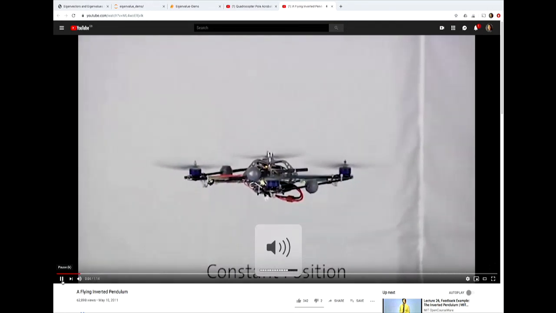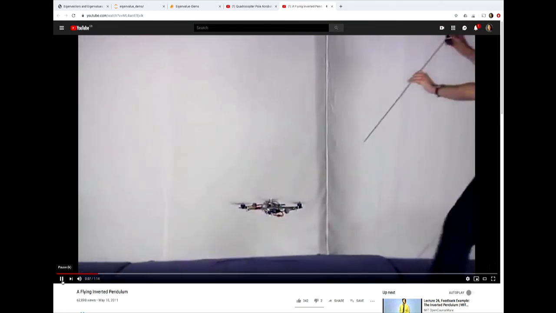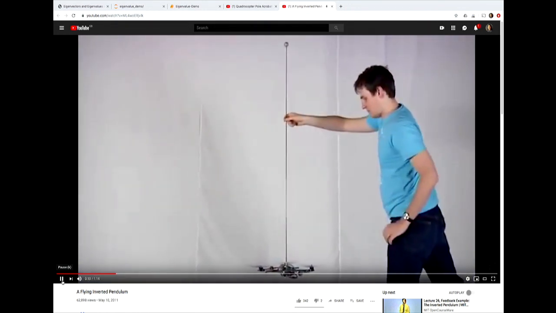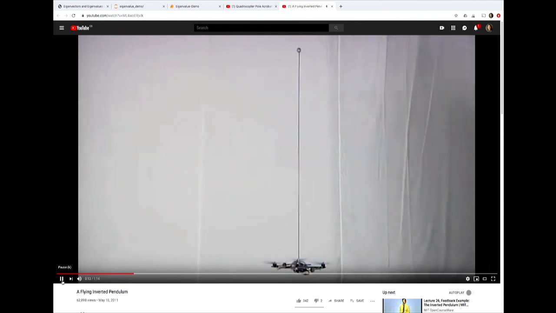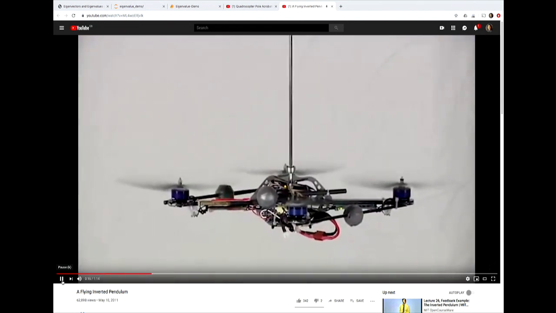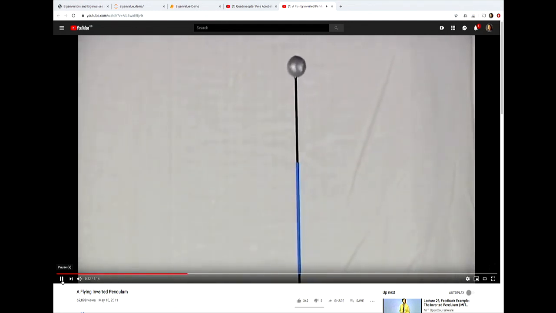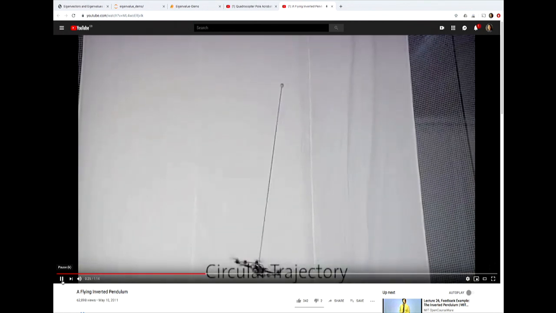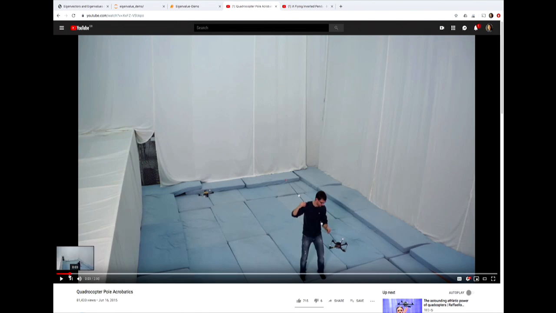So let me just play this. This is a quadcopter that is actually balancing an inverted pendulum. It's pretty impressive. You saw how hard it was for me to do it with my finger, but this is doing it automatically. And it can fly. Not only this, what it can also do is the following.